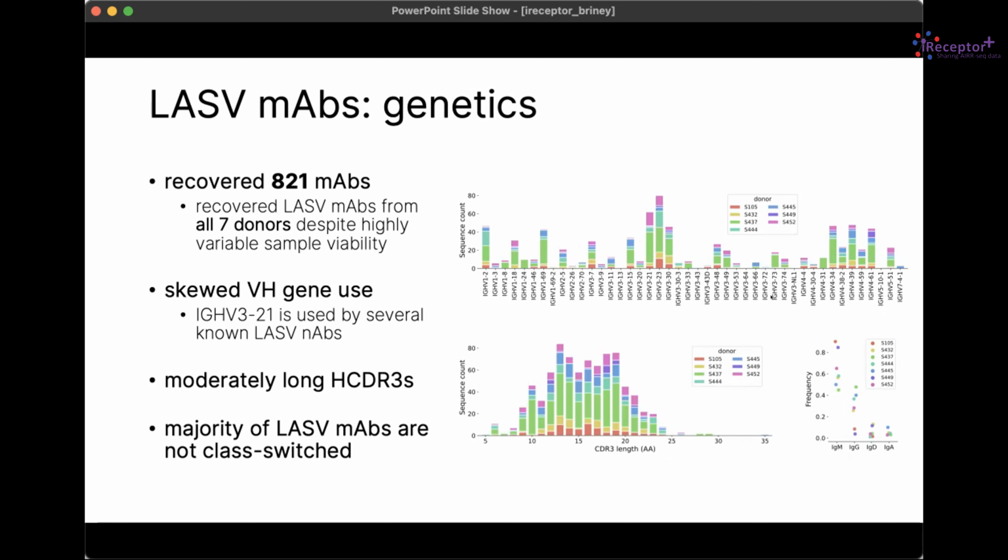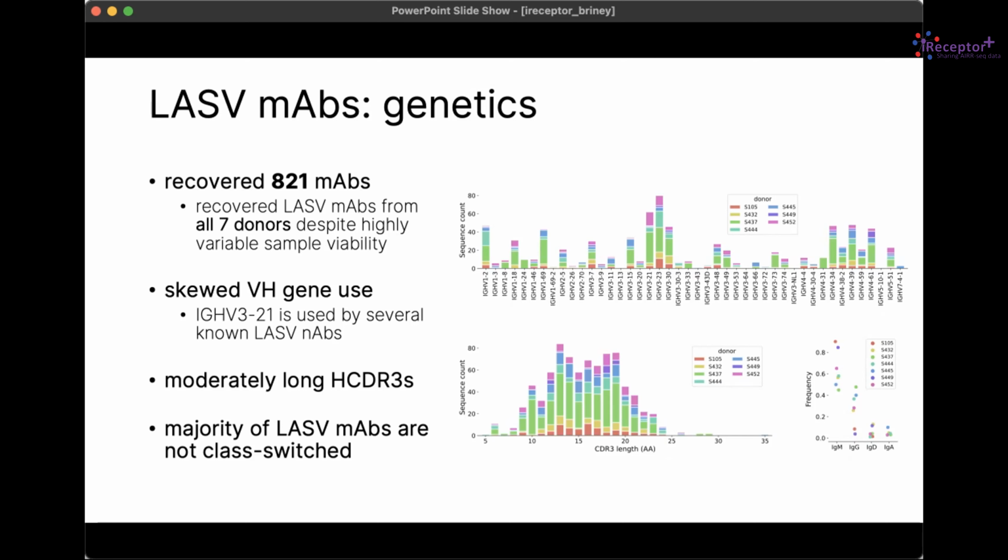We also see a moderately skewed CDR3 length distribution. So we have this kind of bimodal peak here. And actually, it's not quite bimodal because one of these peaks here is a really expanded lineage from a single donor. So if you limit them to just what the clonal lineages look like, we see a peak more like around 17 or 18 amino acids, which is between 3 and 4 amino acids longer than you'd expect from the total repertoire. Also, interestingly, the majority of the antibodies were unclass switched, IgM.